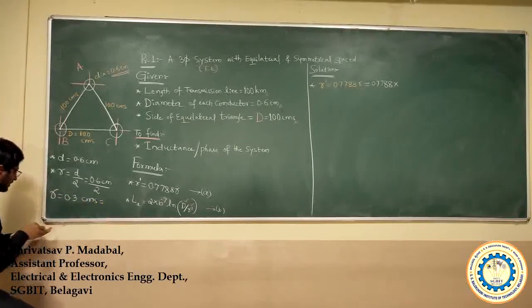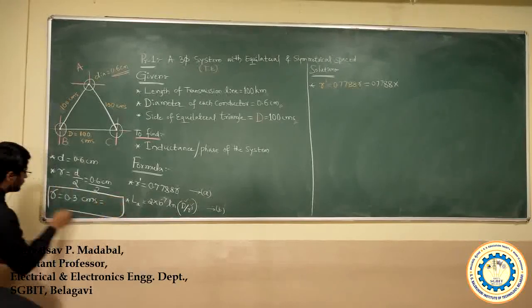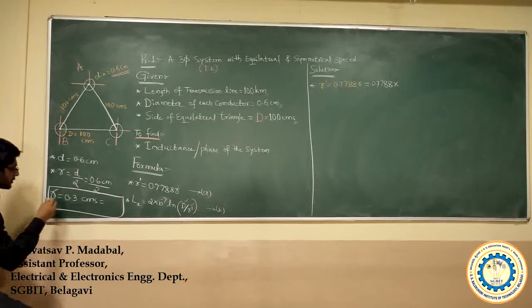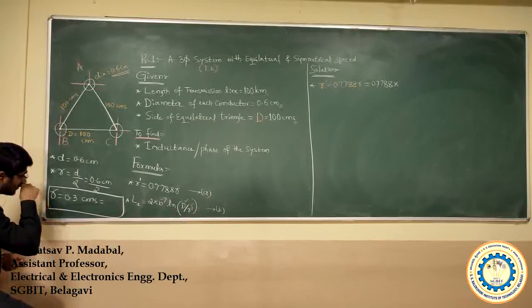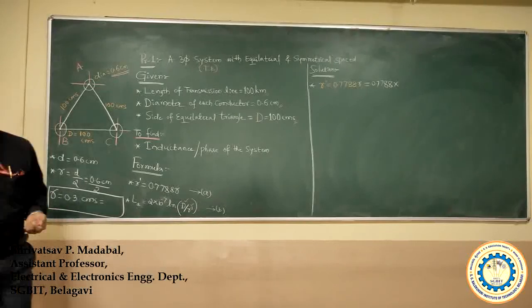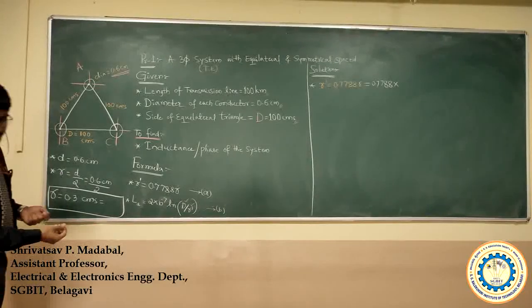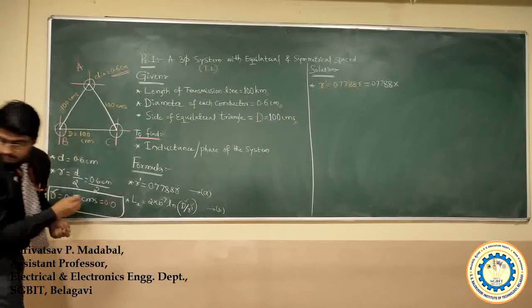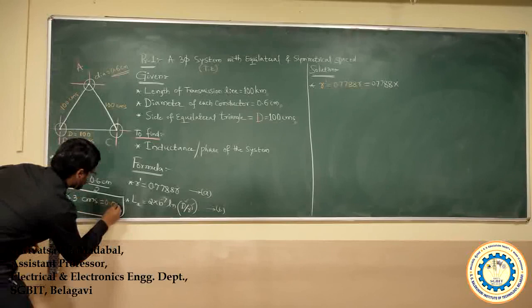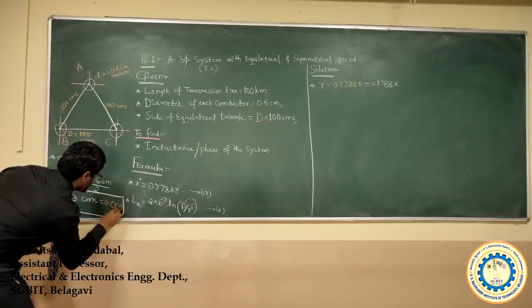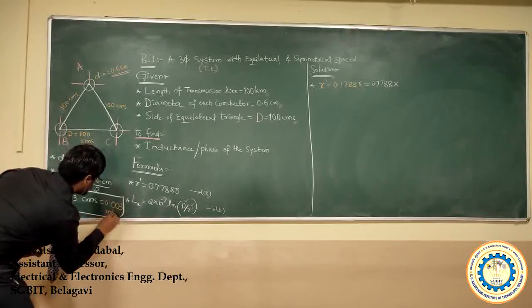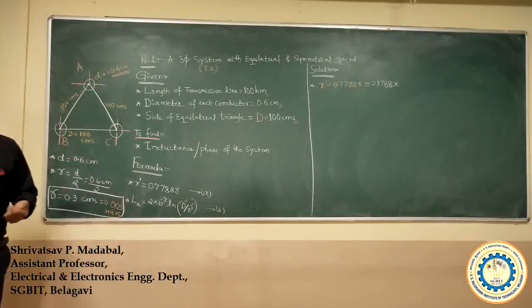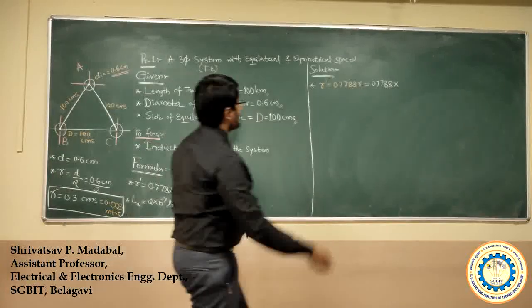That can be expressed in terms of meters. So how can I write it? It is 0.003 meters. So 0.3 centimeters is 0.003 meters.